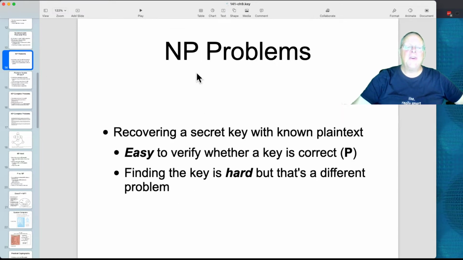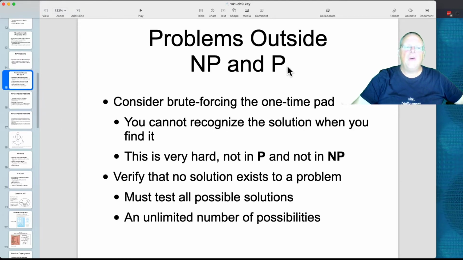All right, so NP problems, like I say, recovering a secret key with known plain text, so you'll know when you find the right key, then it's easy to verify, but finding the key is hard. Now there are problems that are harder than NP. For example, we talked about this before. Consider the one-time pad. If you use a different key for every letter in the message, and I give you the ciphertext, you can try every possible key, but then you will generate every possible plain text, and many of them will be perfectly readable grammatical plain text, and you have no idea which one is correct. So even if you have all the computers in the world and all the time in the world, you can never crack it. There's no order of anything. You'll never get there.